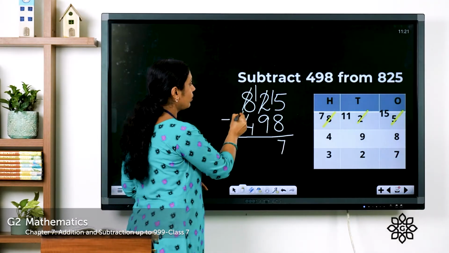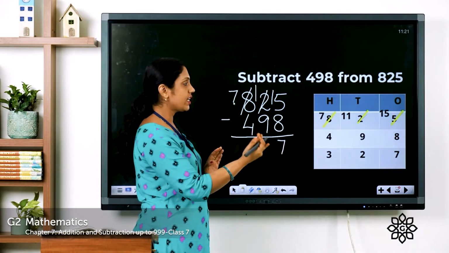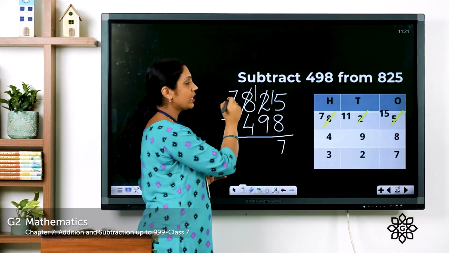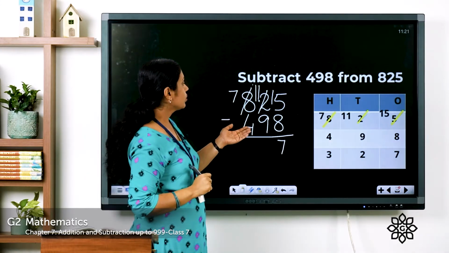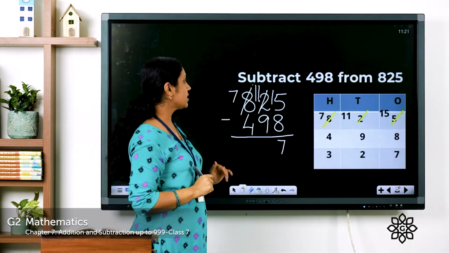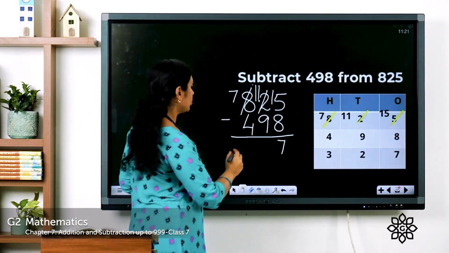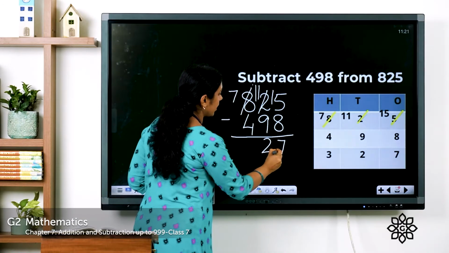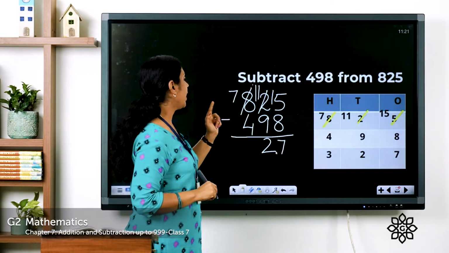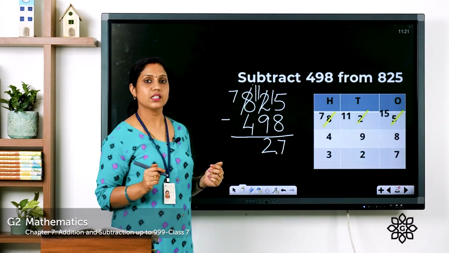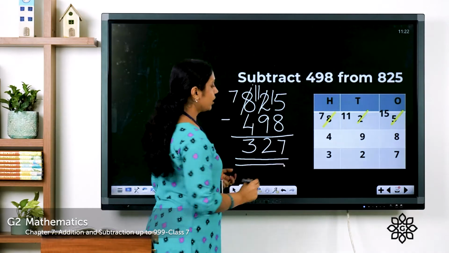So when we borrow it becomes 7 here and the one which we borrowed will take to the tens place and 1 here becomes 11. So now 11 minus 9. So how much is 11 minus 9? It is 2. So write down under the tens place. Now in the hundreds place we have 7 minus 4 and 7 minus 4 is 3. So we get the answer 327.